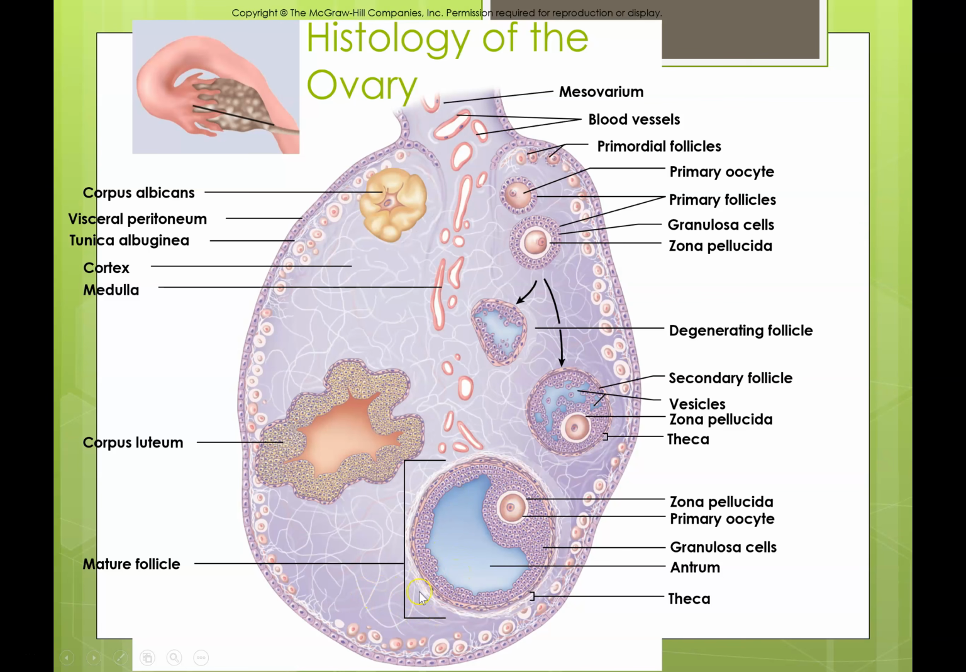It's not pictured here, but that oocyte gets ejected for ovulation, and then we are left with the corpus luteum, which eventually will turn into the corpus albicans.